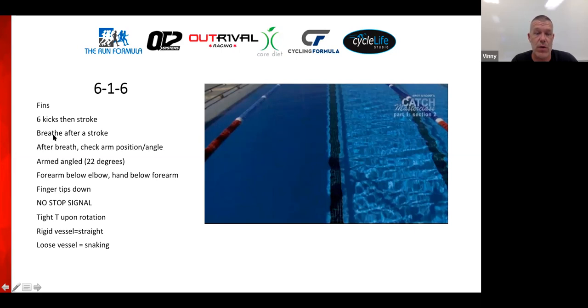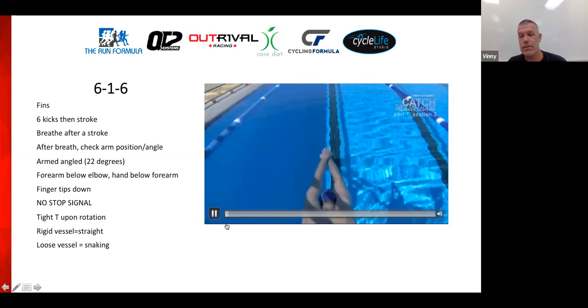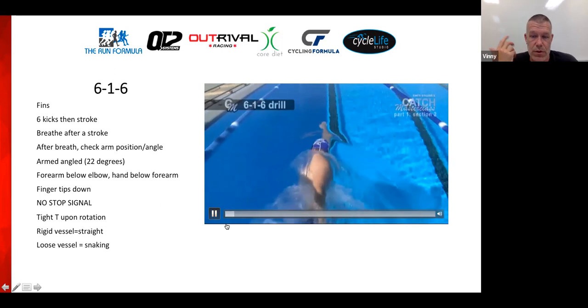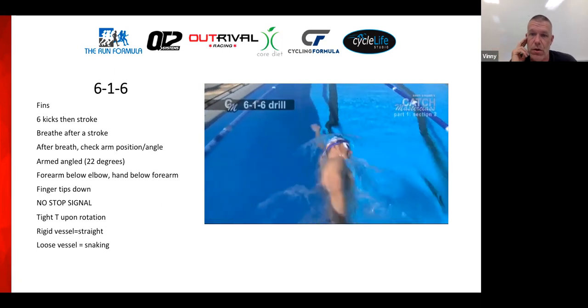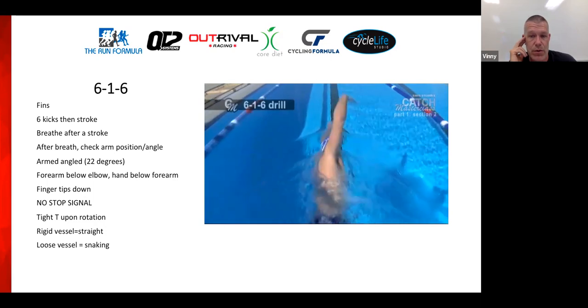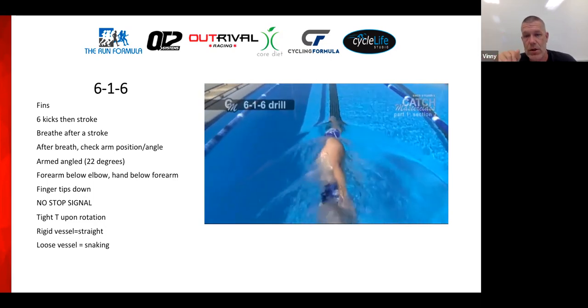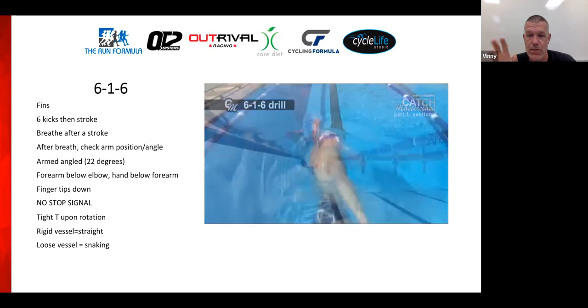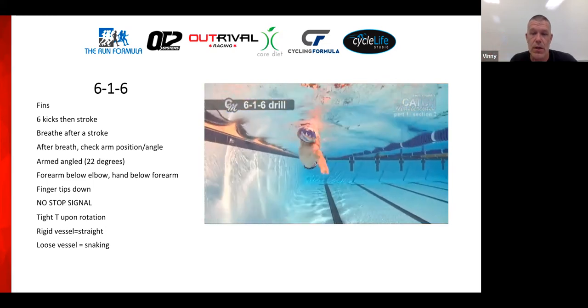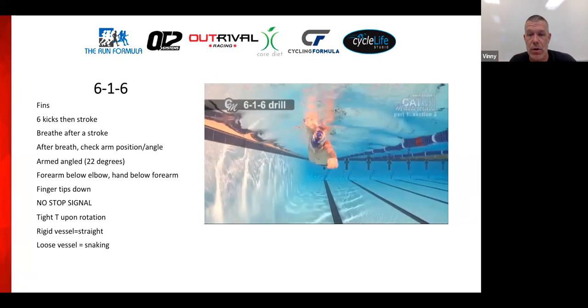Breathe after every stroke. This helps to practice that. Check arm position, the degree of your arm angle, forearms, the fingertips are down, no stop signals, tight T. And then again, make sure that you're straight and you're not snaking in the water. So 6-1-6. It's just 1, 2, 3, 4, 5, 6, stroke. Take a breath, practice that. 1, 2, 3, 4, 5, 6, take a stroke. So again, this just helps you to practice breathing and tightening the T upon the stroke.